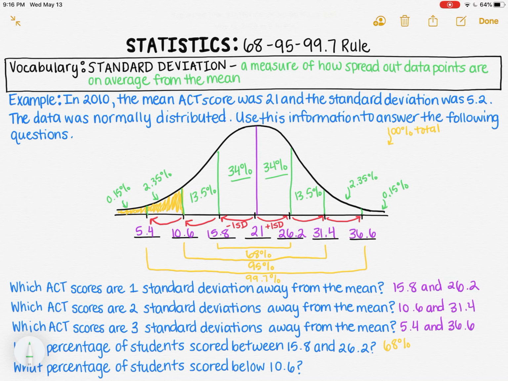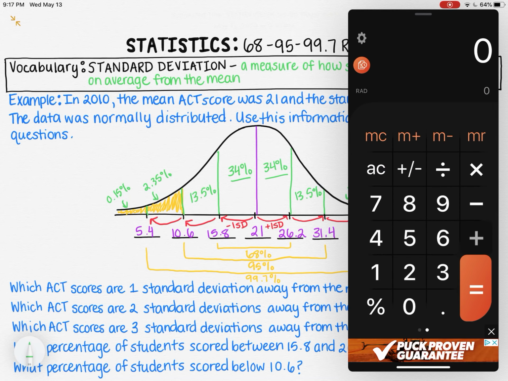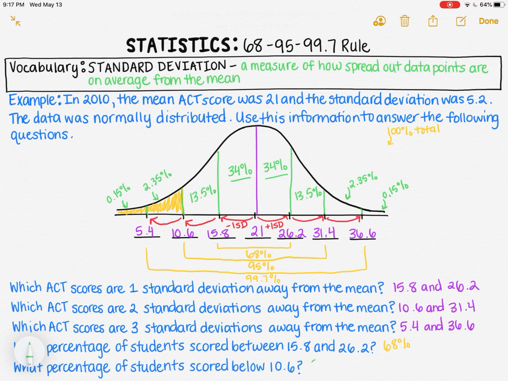So now that I figured this out, I can figure out the percentage of students in this yellow section that scored below a 10.6. I just need to add up the percentages in each part of the shaded area, which is 0.15 plus 2.35, and that gives me 2.5% of students scoring below a 10.6. So remember, all of the percentages that we found, you can apply to any normal distribution.